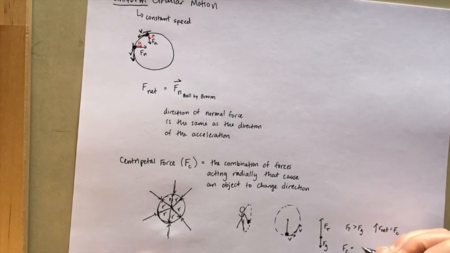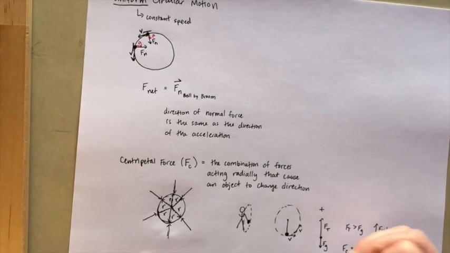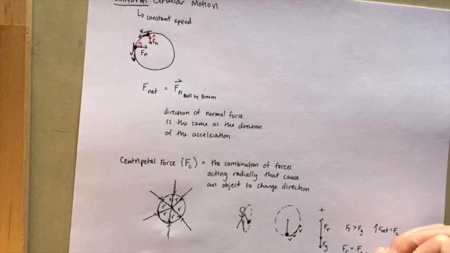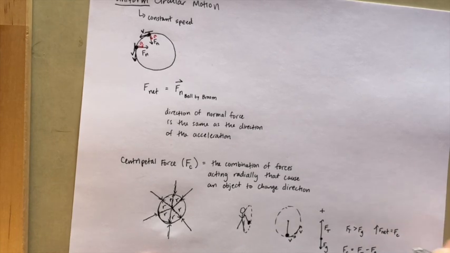So FC is going to be equal to, and I'm just going to define that up is positive and down is negative, the tension minus the gravitational force.